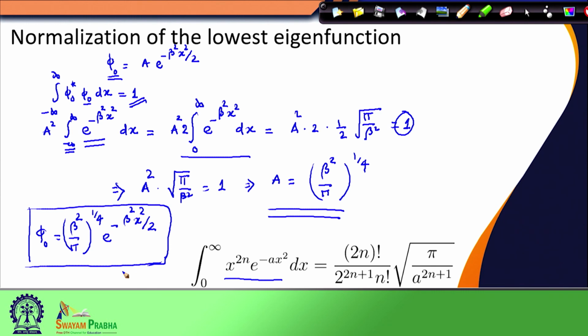So, in today's class, just to remind you, we discussed the eigenvalues of the harmonic oscillator problem. We also discussed the functional form of the lowest eigenfunction of this harmonic oscillator problem, and also we normalized this lowest eigenfunction. In the next class, we will continue our discussion on the other eigenfunctions of the harmonic oscillator problem.